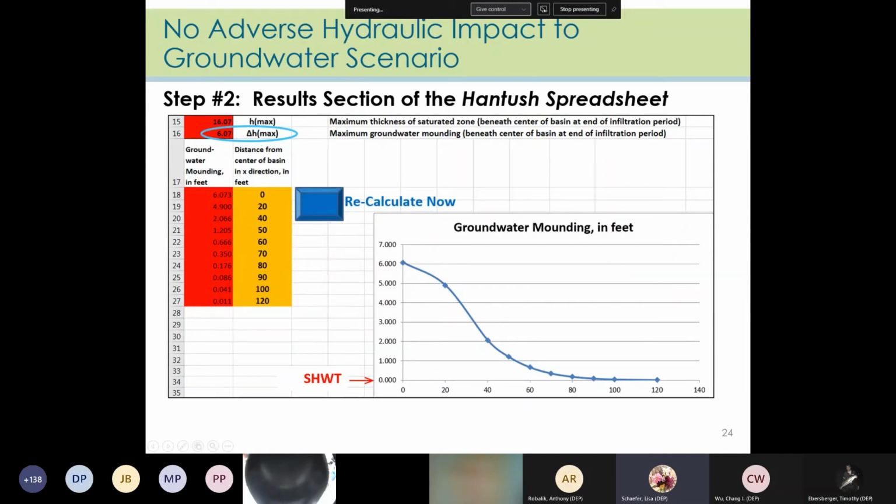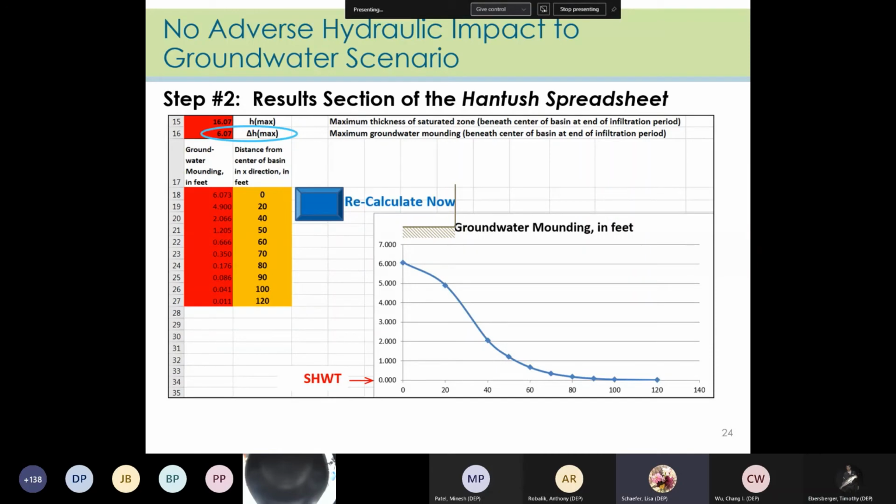All right, so the results will show in the red cell in row 16. The maximum height of groundwater mounding is represented by the variable delta H max. And in this case, it is equal to 6.07 feet. All right, and that's what will occur at the end of the duration of infiltration period.